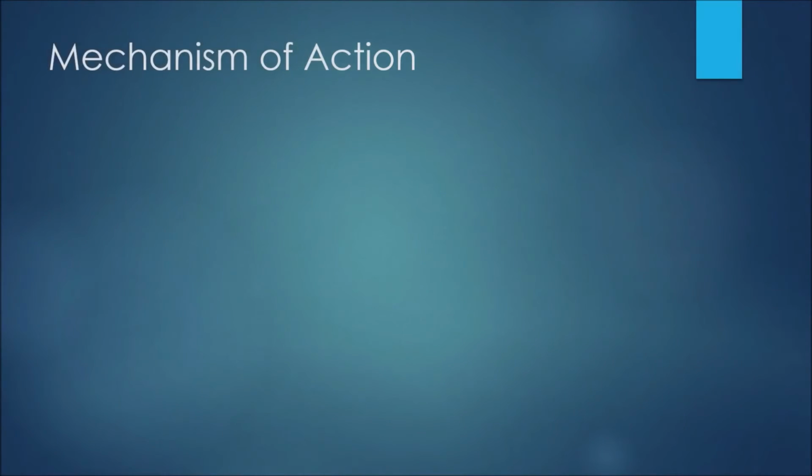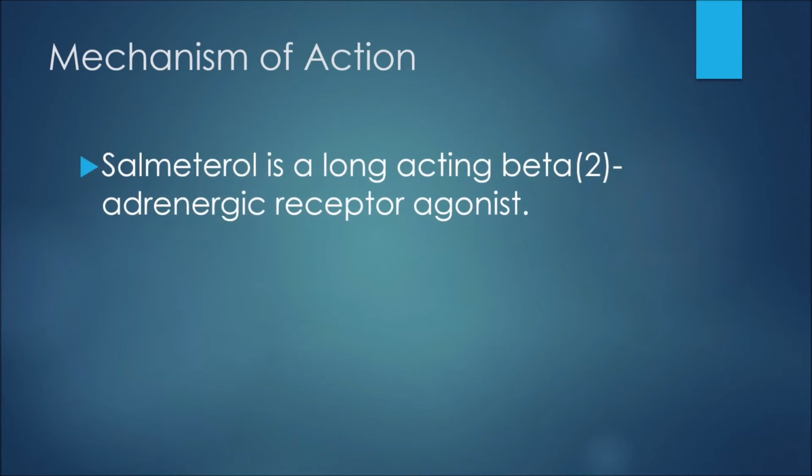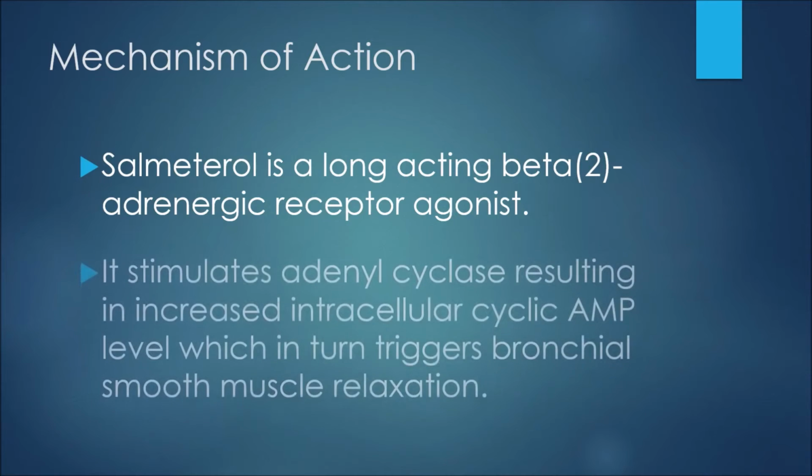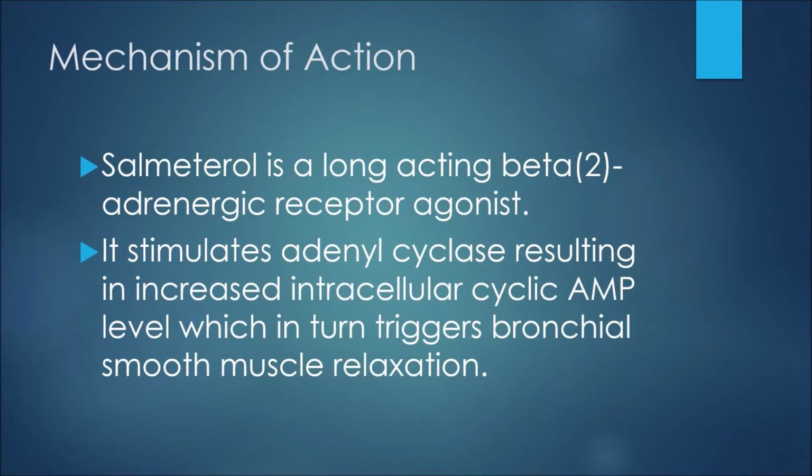So the first thing to discuss here would be the mechanism of action or how this medication works. So Salmeterol is a long-acting beta-2 adrenergic receptor agonist. It stimulates adenyl cyclase, resulting in increased intracellular cyclic AMP levels, which in turn triggers bronchial smooth muscle relaxation.